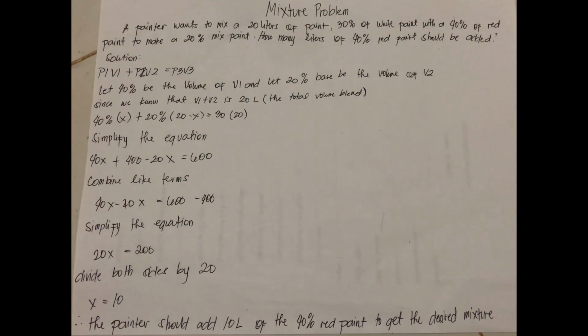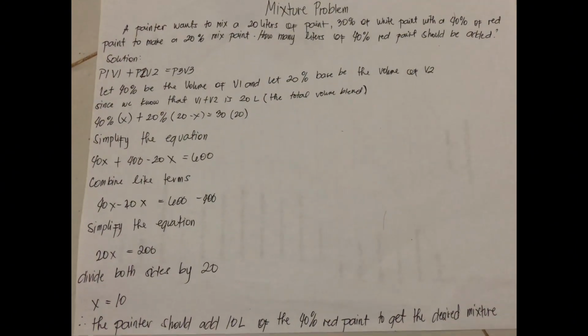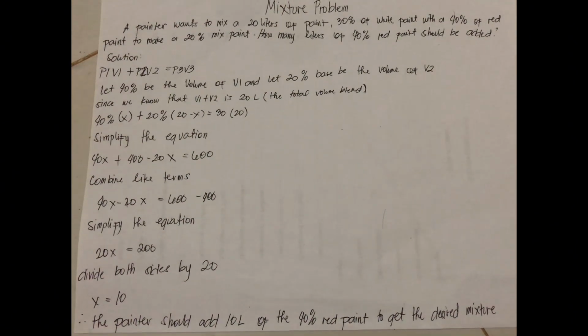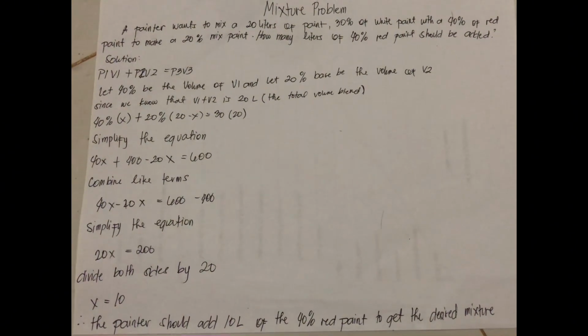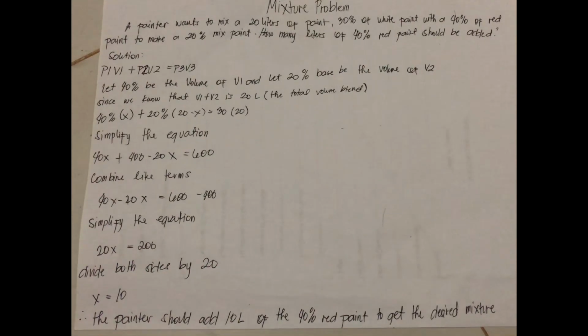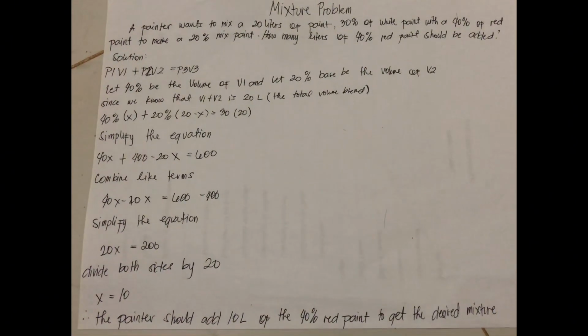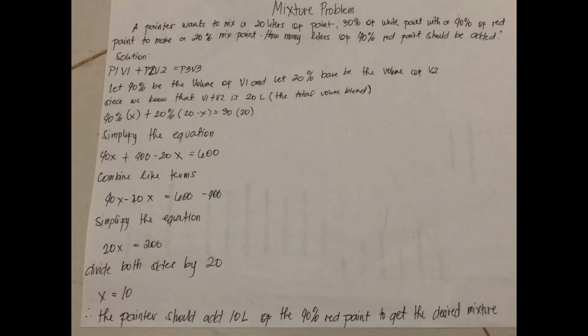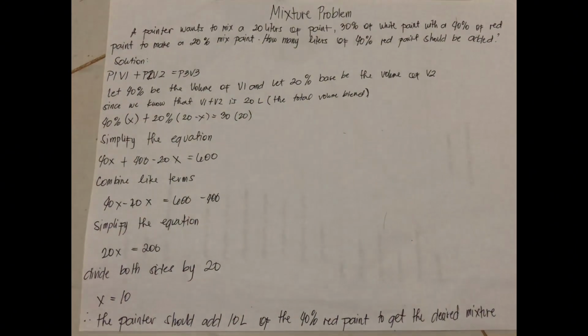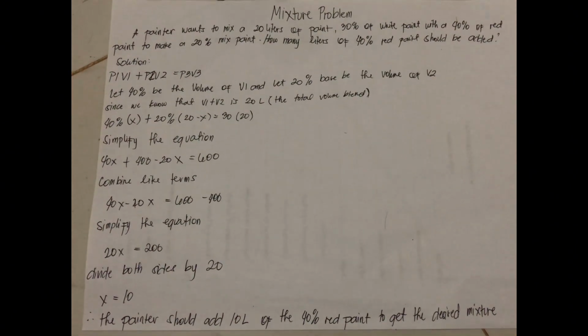So now let's move on to the mixture problem. A painter wants to mix 20 liters of paint, 30% white paint with 40% red paint to make a 20% mixed paint. How many liters of 40% red paint should be added? Solution.